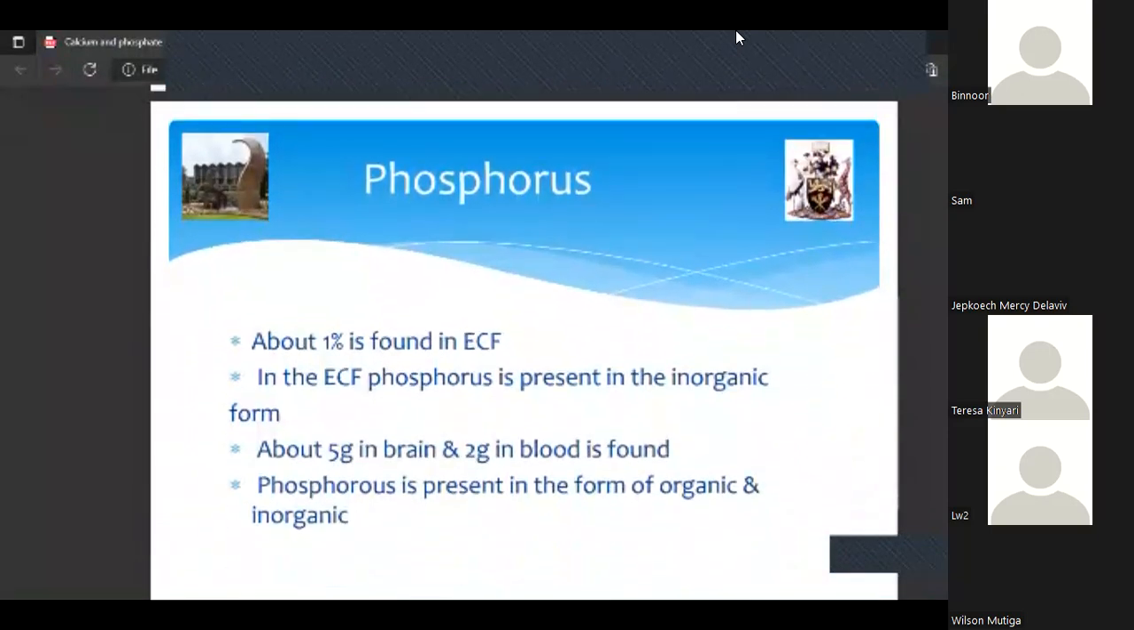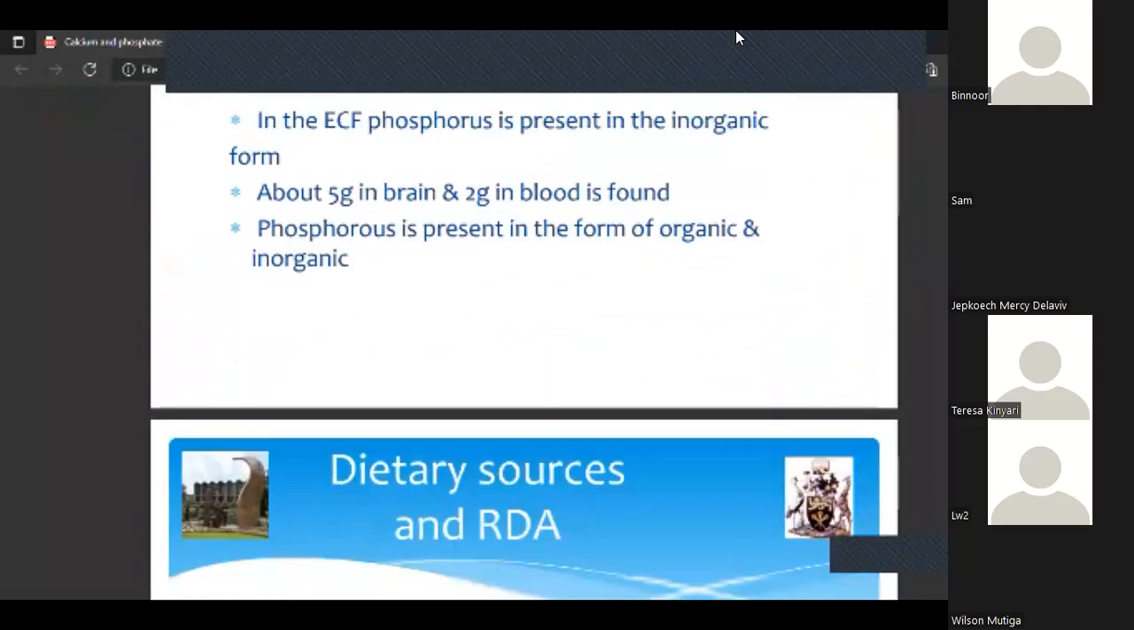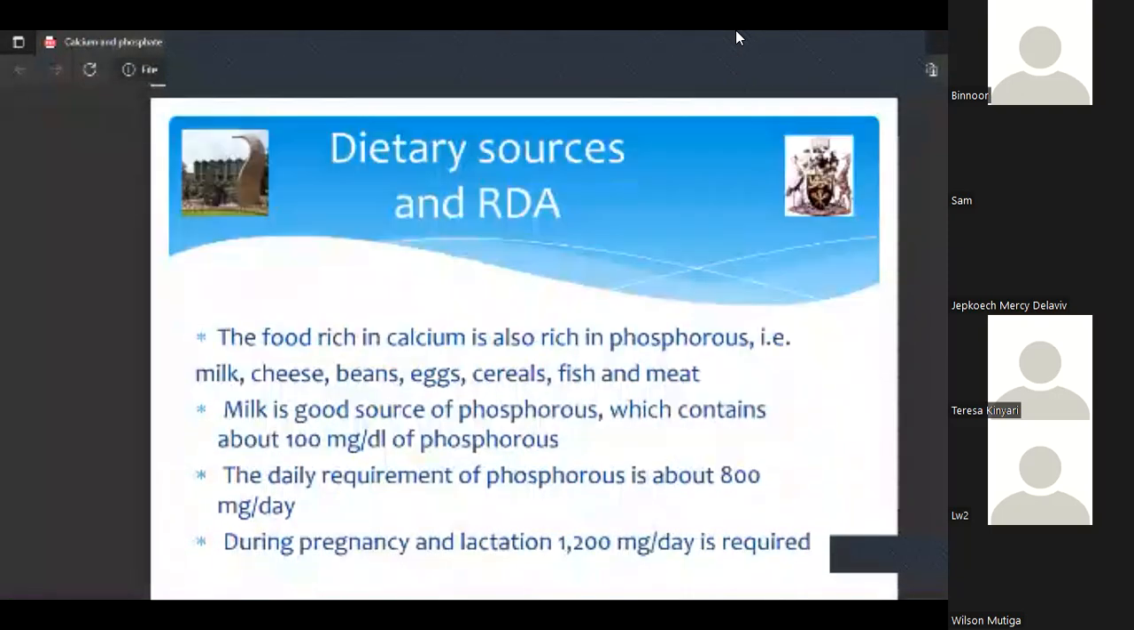Usually, we only have about 1% of phosphorus in the cellular fluid, and most of it, about 5 grams of phosphorus, is in the brain and 2 grams of phosphorus in the blood. And usually, phosphorus is present in both an organic and inorganic form. Where do we get phosphorus in our food? Usually, we find that foods that are rich in calcium are also rich in phosphorus. So you're looking at milk, cheese, beans, eggs, cereals, fish, and meat. And milk is a very good source of phosphorus and contains about 100 milligrams per deciliter of phosphorus.